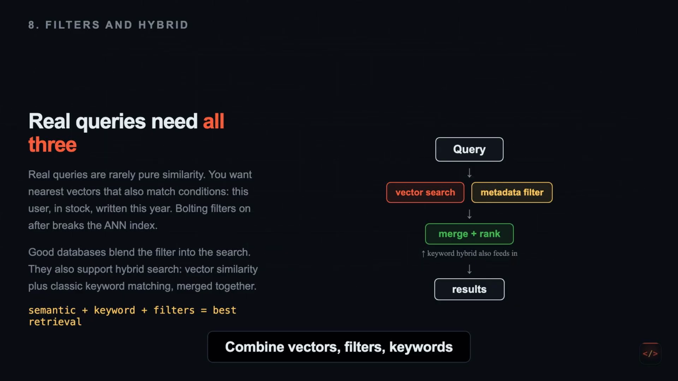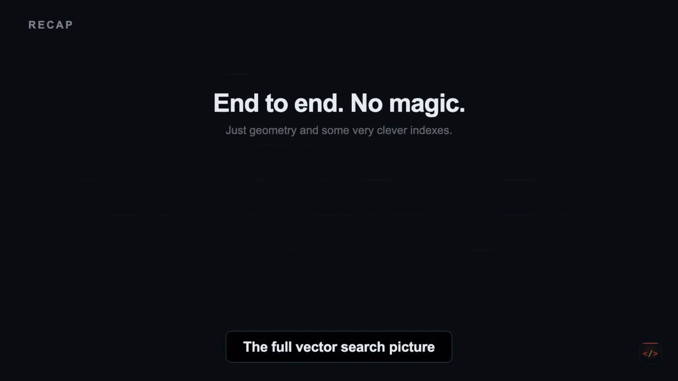Many systems also run something called hybrid search, combining vector similarity with classic keyword matching, then merging the two rankings so exact terms like a product code are not lost to fuzzy meaning. The best retrieval is usually semantic plus keyword plus filters all working together.